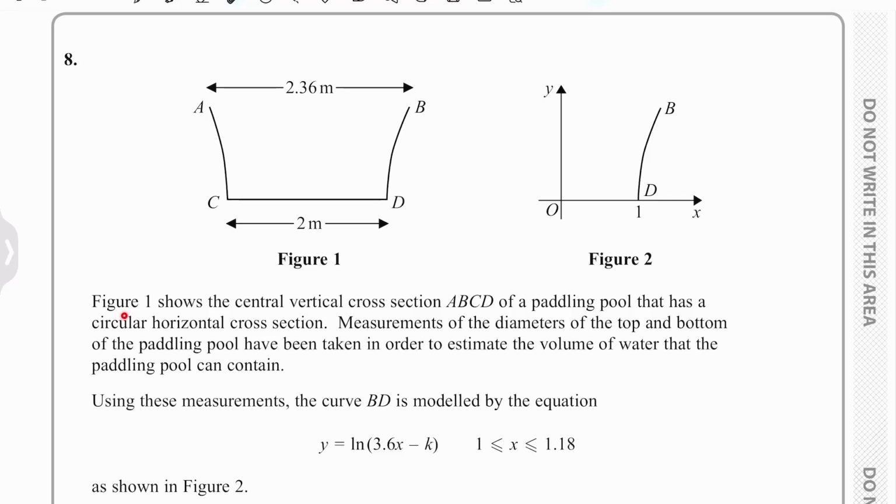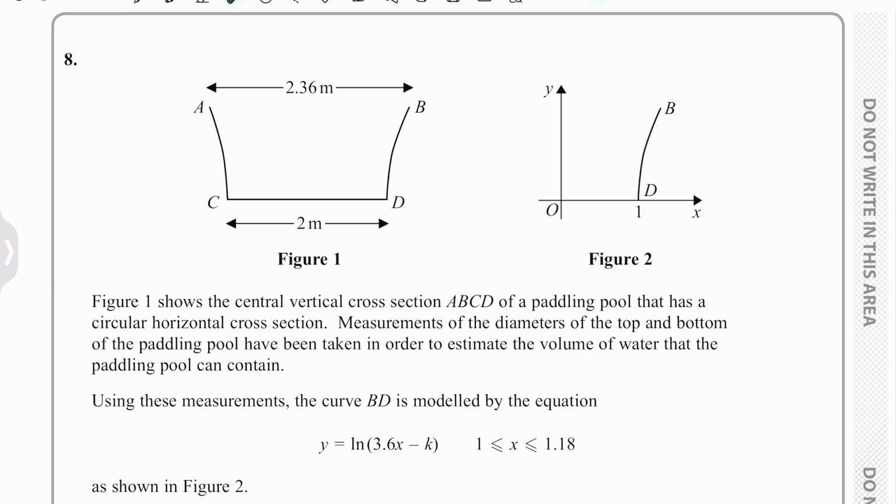In this question, we're told that figure 1 shows the central vertical cross-section, ABCD, of a paddling pool that has a circular horizontal cross-section. Measurements of the diameters of the top and bottom of a paddling pool have been taken in order to estimate the volume of water that the paddling pool can contain.